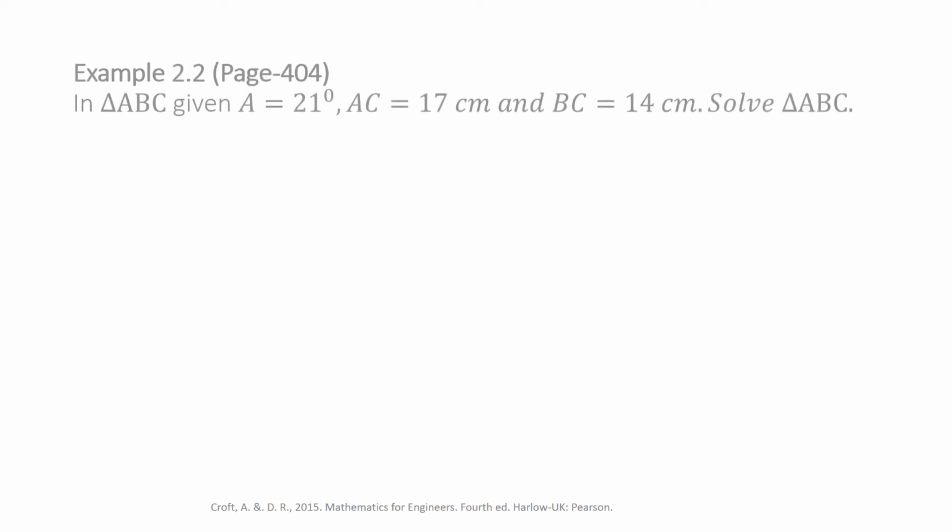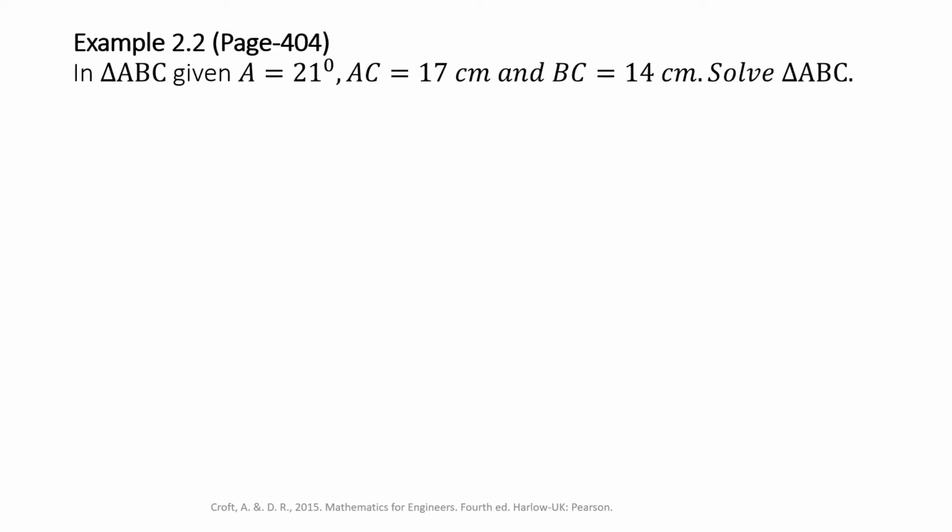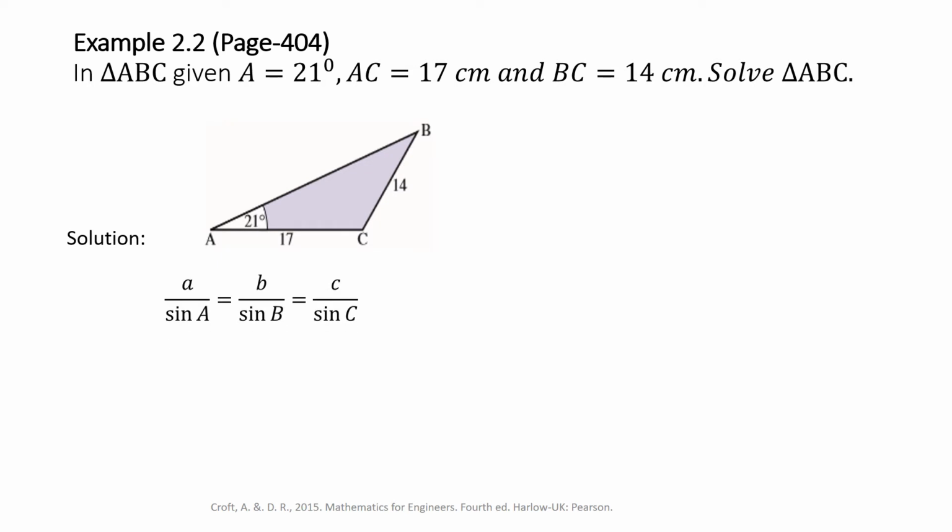Let's go for example 2.2. This time we have one angle and two sides in the given triangle ABC. This is the triangle ABC: angle A 21 degrees, side AC 17 cm and side BC 14 cm. So we are doing this with the help of the sine rule.